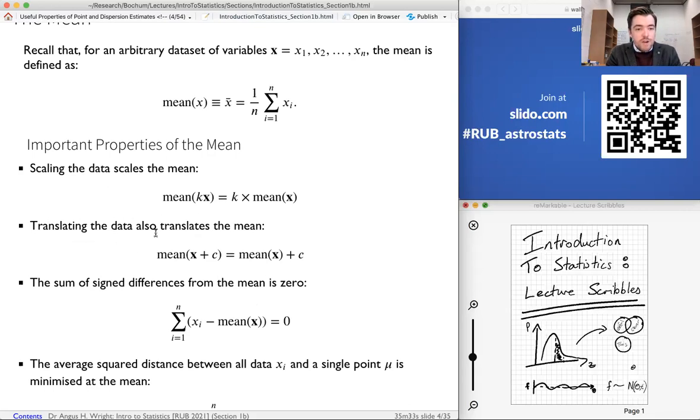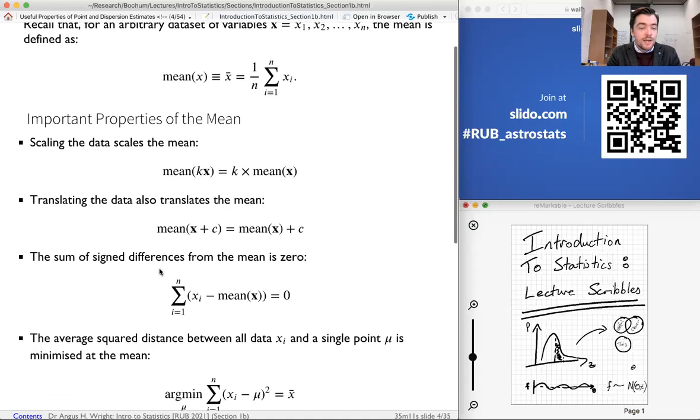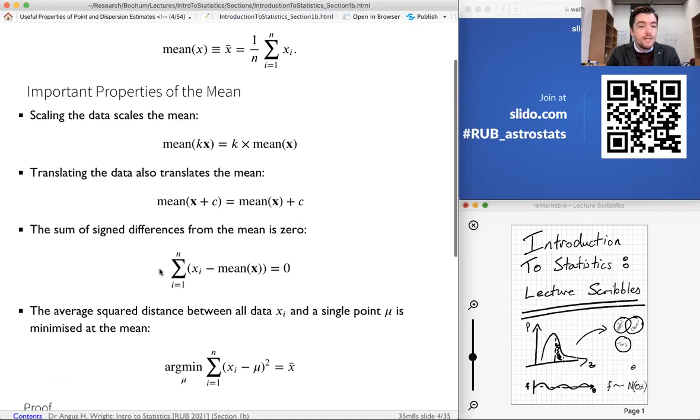Translating the data. Translation is when we take the vector x of our data and add some constant c to it. Translating the data also translates the mean. That is to say that the mean of x plus c is the same thing as the mean of x plus c. If you're not looking at the slides and heard me say that, that was probably very confusing.